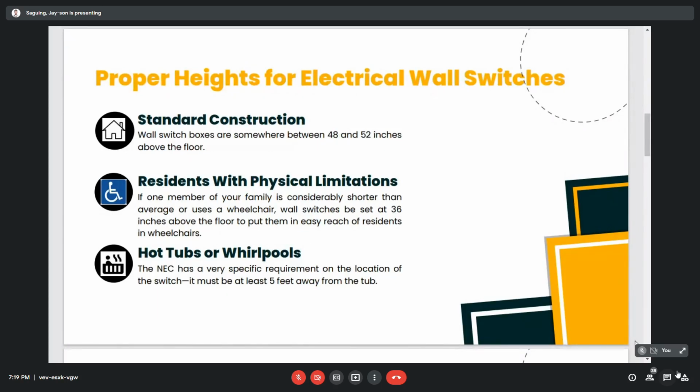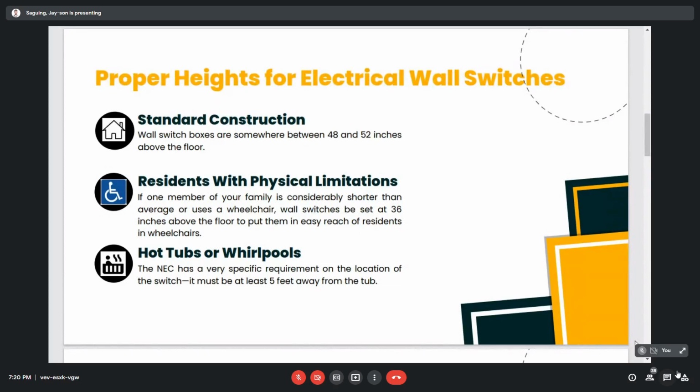Next is residences with physical limitations, such as family members who are PWDs or have disabilities. If one member of your family is considerably shorter than average or uses a wheelchair, wall switches must be set at 36 inches above the floor to put them in easy reach of residents in wheelchairs. So we install the electrical wall switches lower, at 36 inches or about 3 feet, so they can easily reach them.